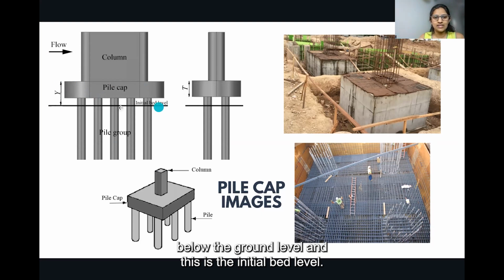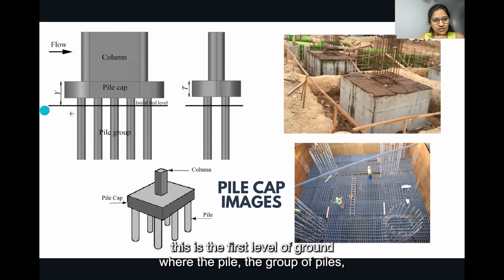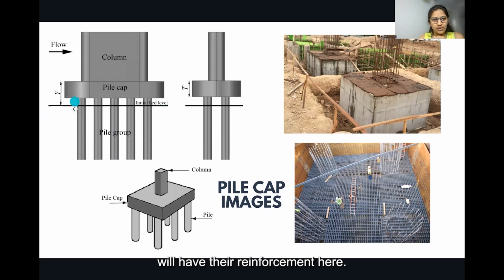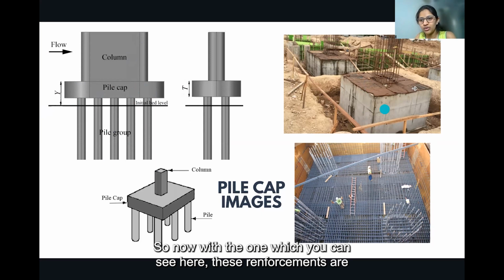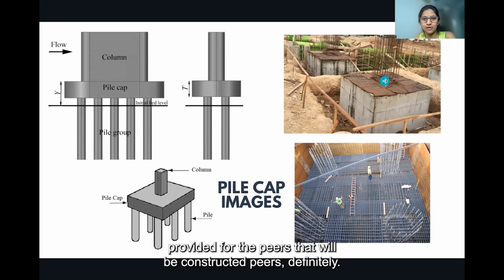And see, this is the initial bed level. This was what I was trying to tell you in the previous image, that this is the first level of ground where the group of piles will have their reinforcement. Then on top of that comes the pile cap. After this is where the columns or the piers come into the picture. The reinforcements you can see here are provided for the piers that will be constructed.